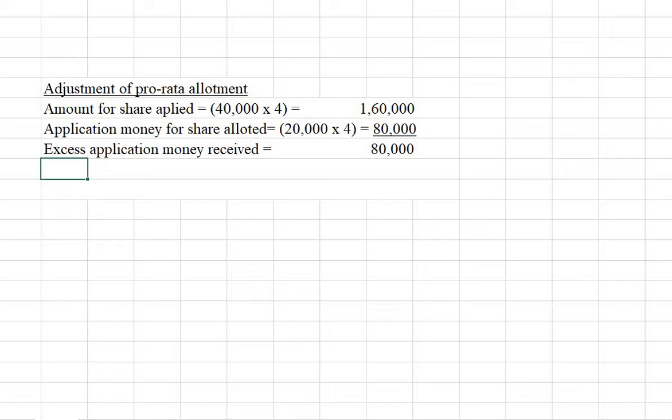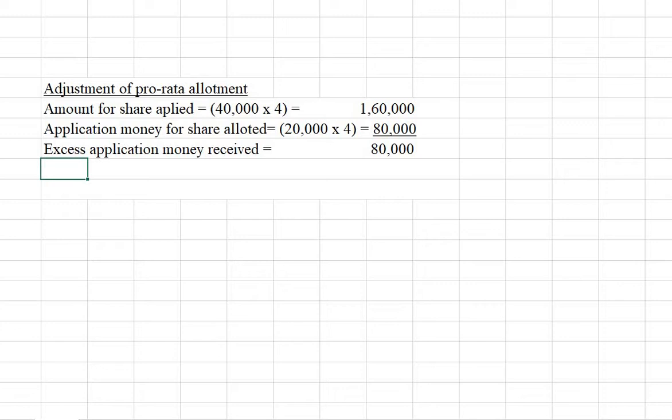So 80,000 rupees is there with us. For them, how many shares are allotted? 20,000 shares are allotted. For these 20,000 shares, how much allotment money do they have to pay? They have to pay 3 rupees each. That means 60,000 rupees they have to pay for allotment.